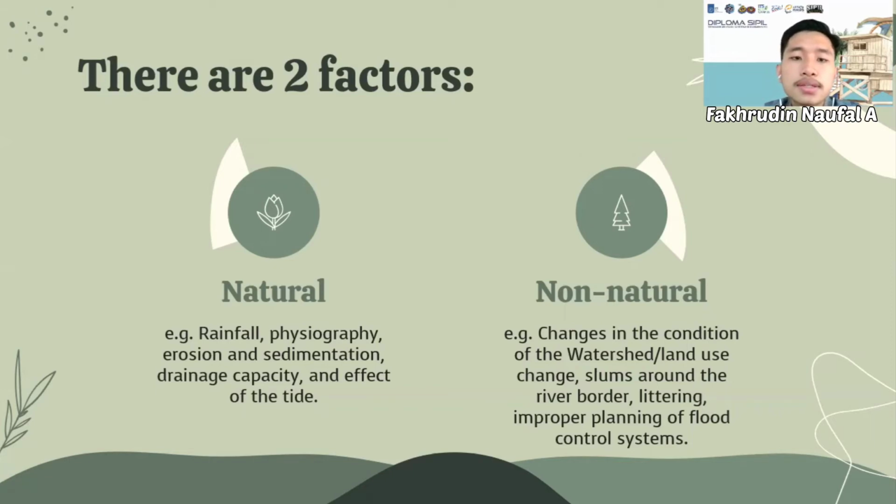The fourth is improper planning of flood control systems. Do not consider abnormal rain that has occurred, so that when abnormal rain occurs, drainage channels cannot accommodate rainwater discharge.